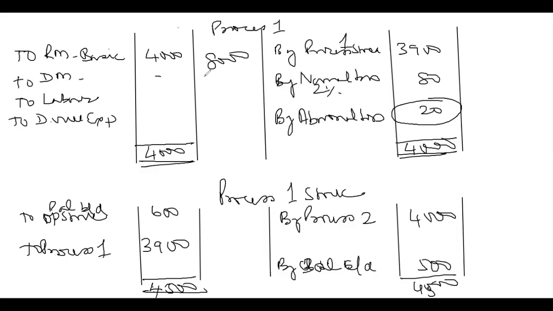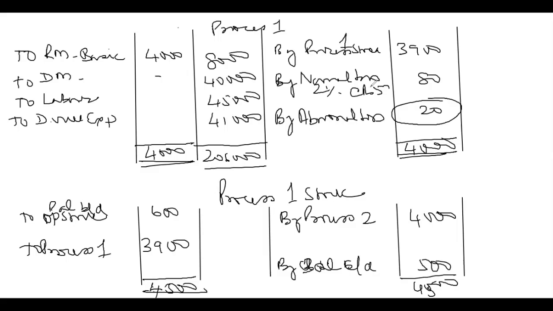Direct raw material 40,000, 45,000, 41,000. Total is 2,06,000. This value, scrap value at the rate of rupees 27, 80 into 27 is 2160. The way I am writing, if you do it this way, you will not have a problem. Therefore, on what basis will we do it?